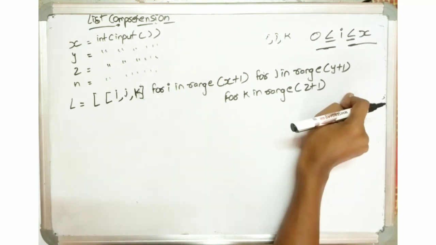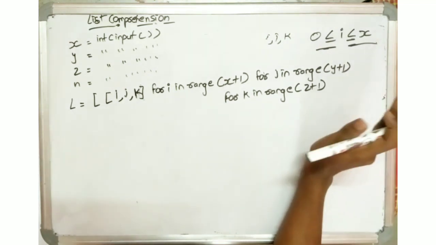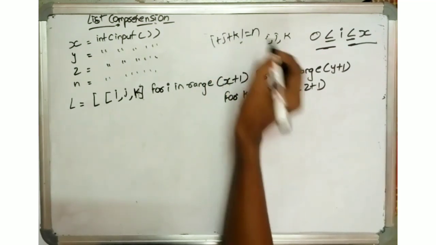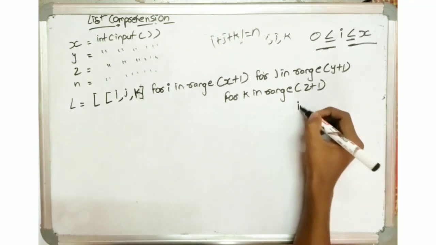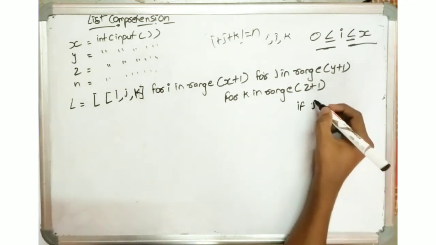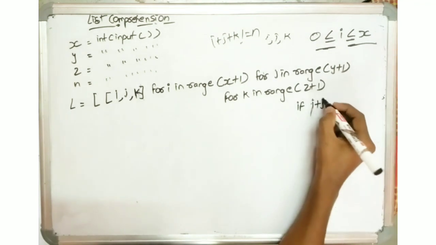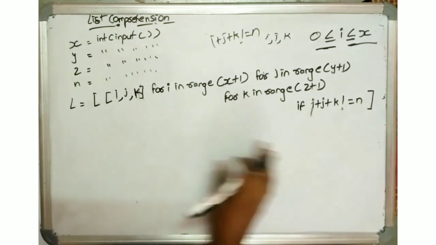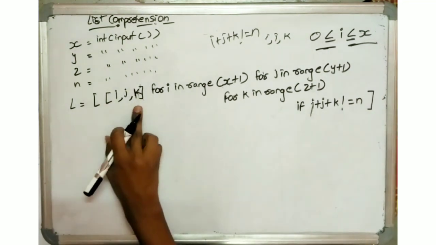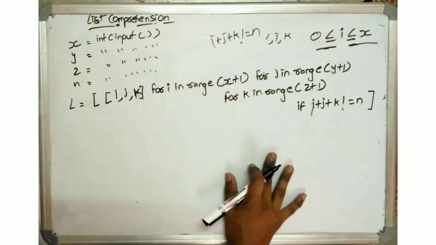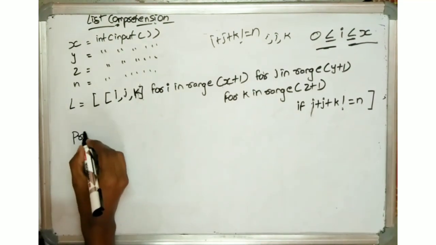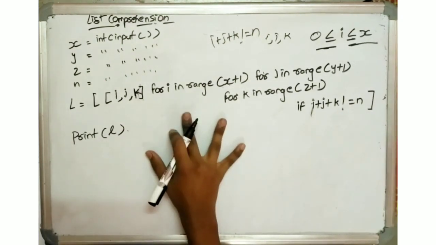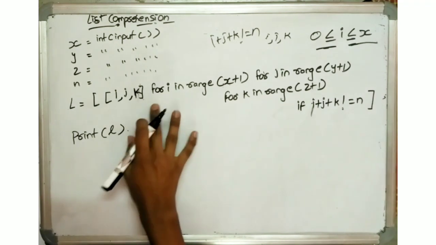Is our task completed? No. We need to check another condition, which is i plus j plus k is not equal to n, right? So we write the condition: if i plus j plus k is not equal to n, then only those i, j, k values are accepted, right? This is the code. We just simply print the list. This is the code where we use list comprehension.